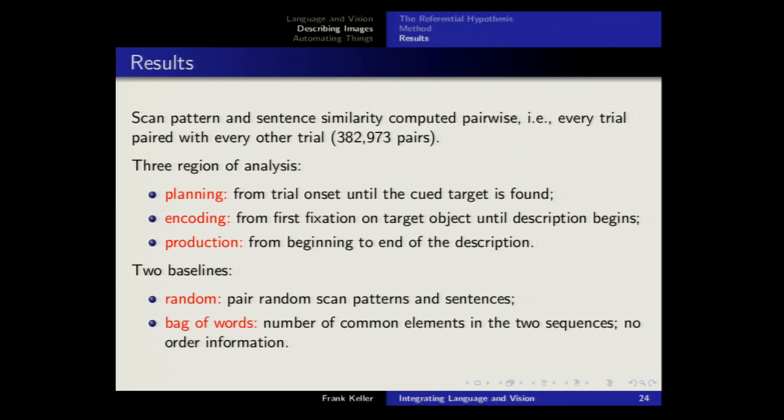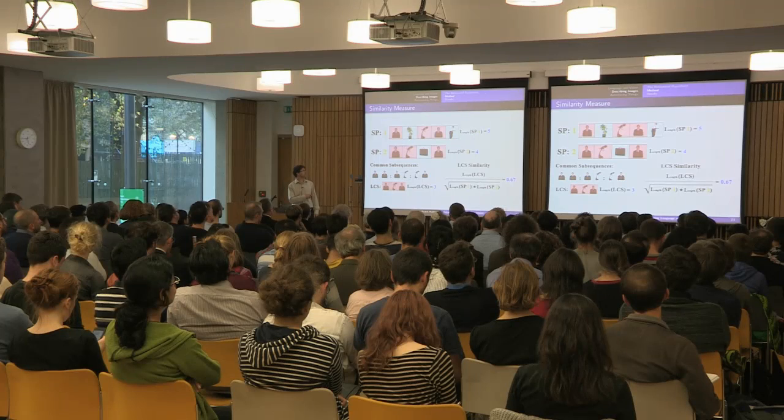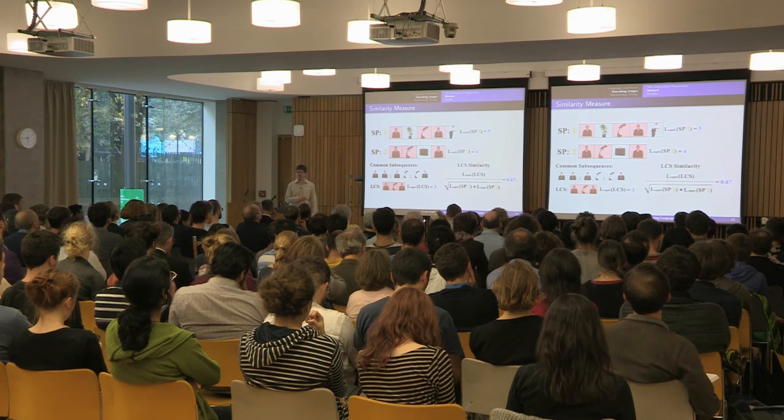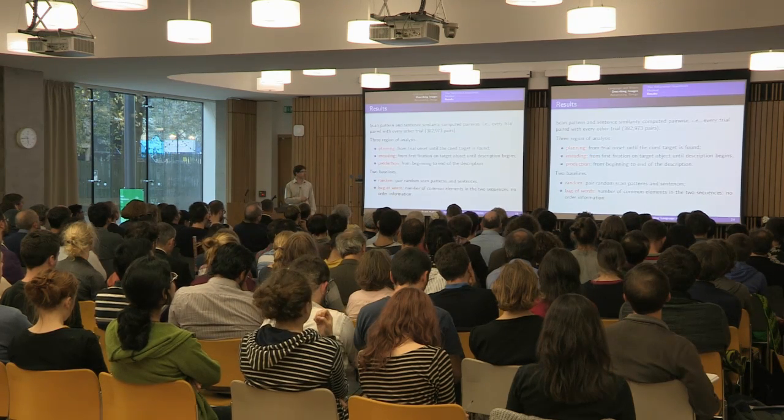We compare this to a simple random baseline, where we just randomly pair sentences and scan patterns, and a bag of words model, where we don't take the sequence into account. We only take the overlap into account. Right? If we go back to this, we would just count how many items are in common. We don't care which order they occur in. This is to test the hypothesis that order is actually relevant rather than just object overlap or referent overlap.